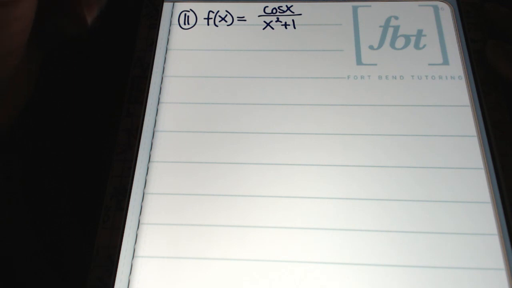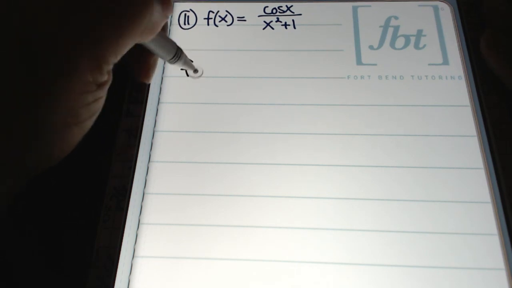Hook me up. We're looking at f of x, and f of x is a rational function. However, it has some trig in there. Oh, this looks scary. What are you going to do with this? We have cosine of x divided by x squared plus 1. That's what we're looking at. Oh, it's a hot mess. Don't get confused. But let's see what happens.